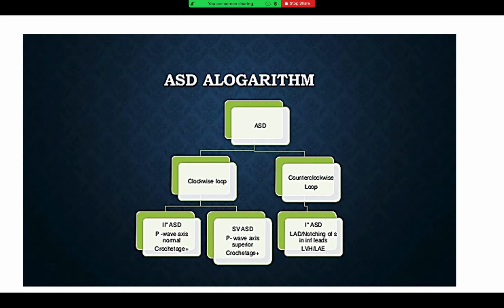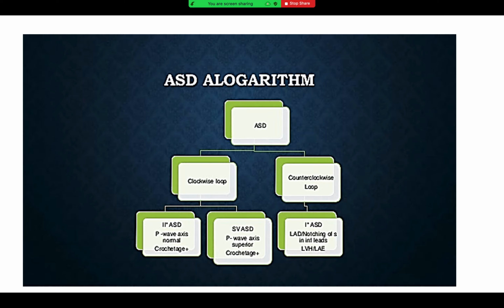So to summarize a little bit of the algorithm, in fact, we all are aware that ASD can be of two types further, the clockwise loop or the counterclockwise loop. So the clockwise loop again can be of two types. You can say it like this: the ostium primum and the secundum. The one with counterclockwise loop is the one with primum ASD. In the primum ASD, LAD will be there. Left axis deviation is going to be there, and notching of the S waves, especially in the inferior leads, we are going to notice.